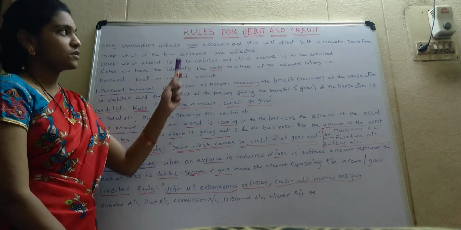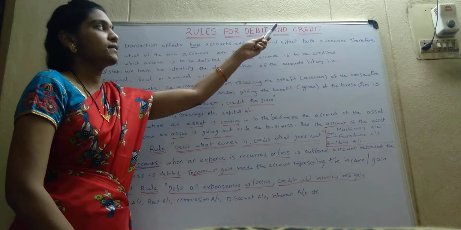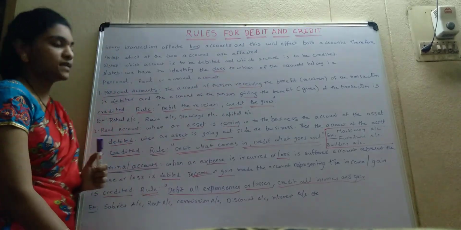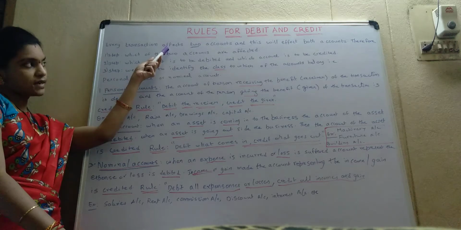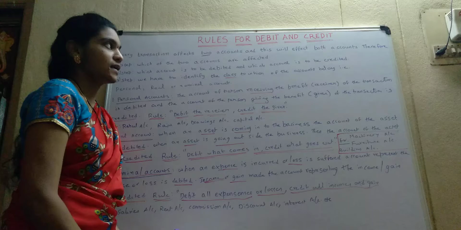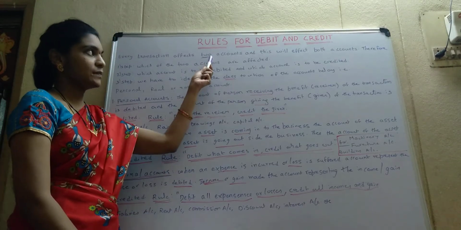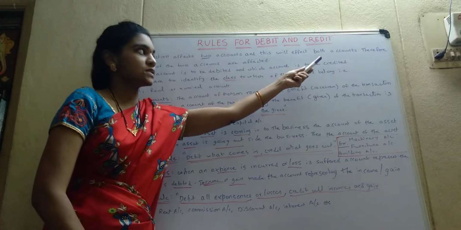Hi, today we are going to discuss the rules for debit and credit. Listen carefully. Every transaction, as we all know, affects two accounts, that is debit and credit. Every transaction has a debit and a credit, and this will affect both accounts.